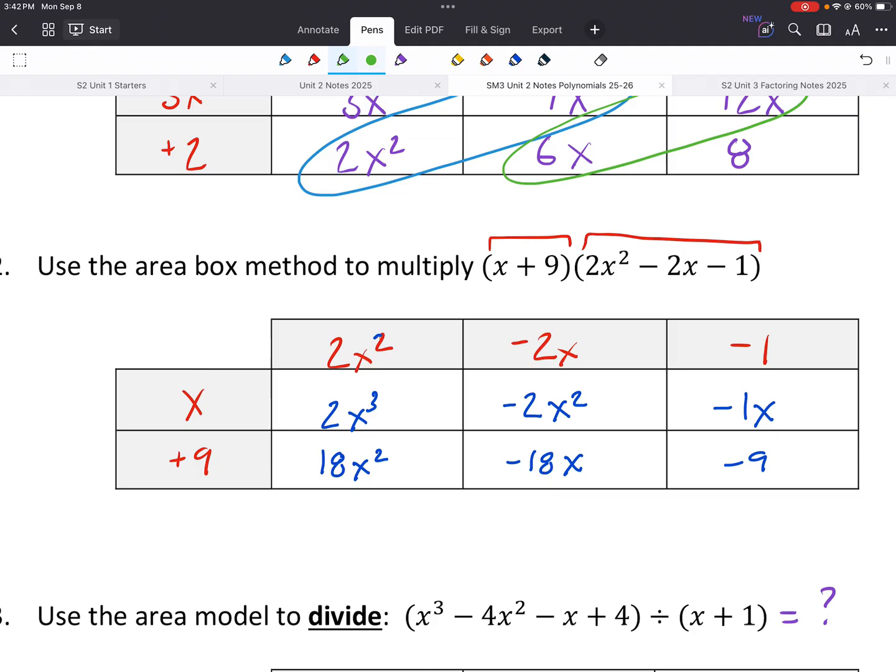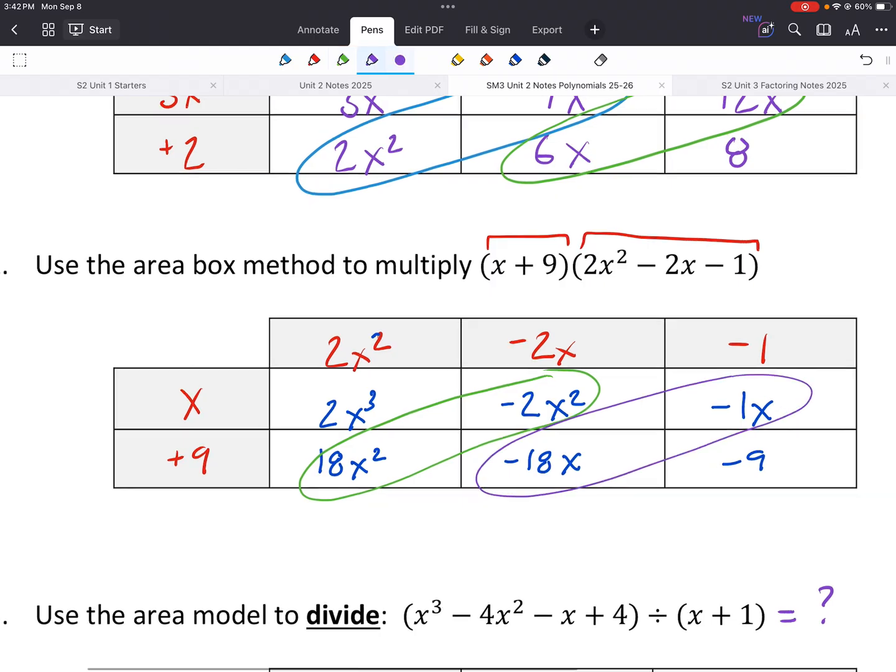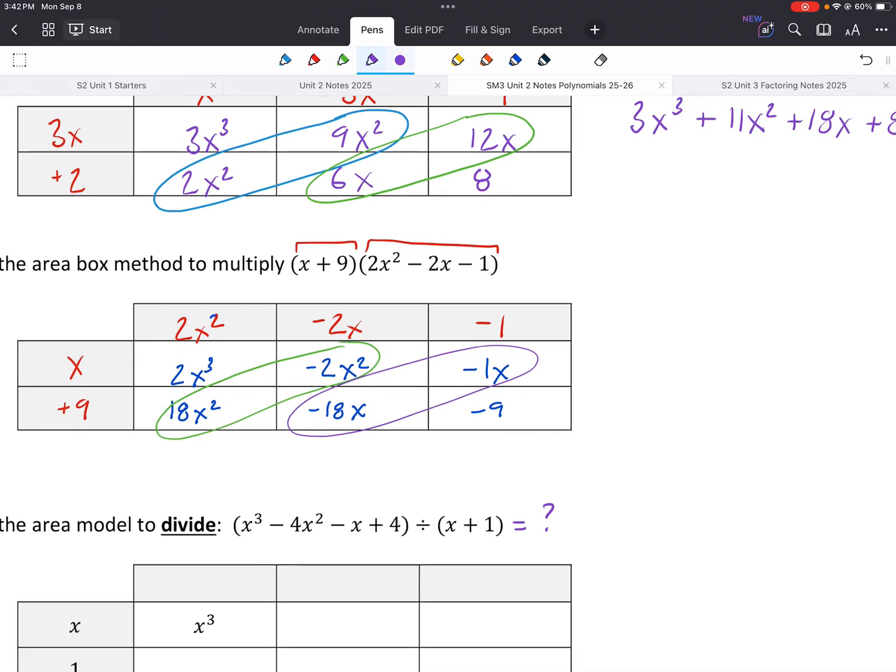And if you remember, when we do these, we're always going to find things that we can combine like terms. So we can combine the x squareds, we can combine our x's, and that would give us our answer. So we'll have 2x cubed, and then plus 16x squared, sorry, I said that wrong, that's 16, my bad, and then minus 19x, and then minus 9.